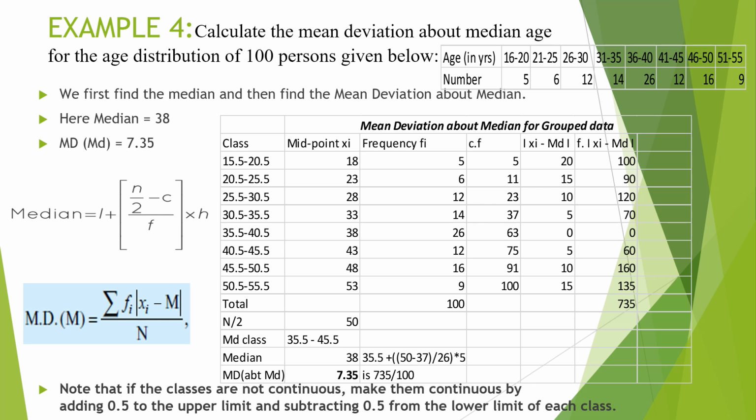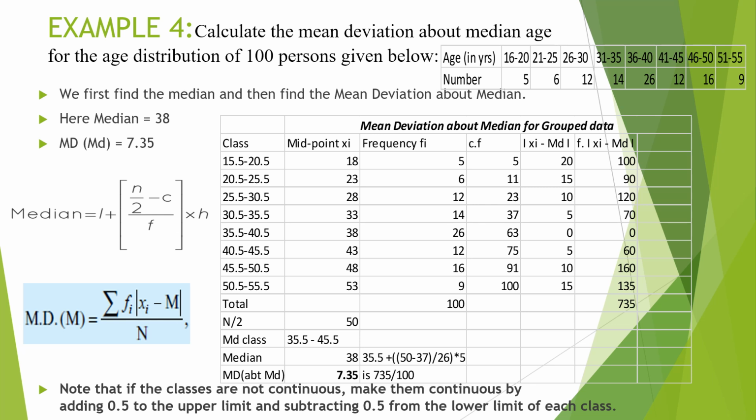Next example: calculate the mean deviation about the median for the age distribution of 100 people. Here age is given in the form of classes and the number of people. For this grouped distribution, first we will find the median. First of all, take care: the classes given here are not continuous. If you want to apply the formula for a grouped frequency distribution, you first need to make the classes continuous. Always remember this for any example.